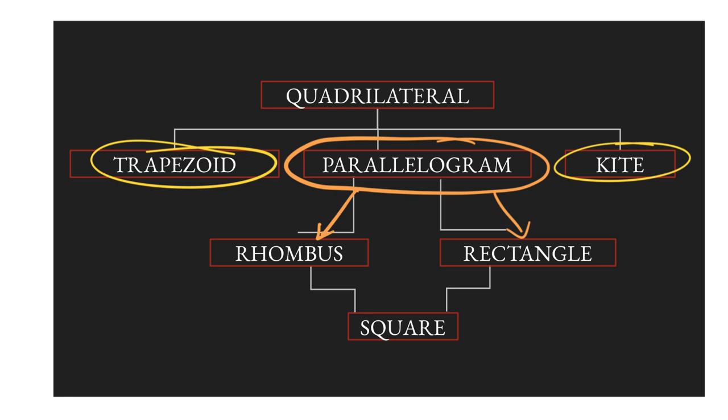What if I take angles? What if in your parallelogram, there's a right angle? Well, now it's a rectangle. Oh, but what if all the side lengths are the same and there's a right angle? Now it's a square.